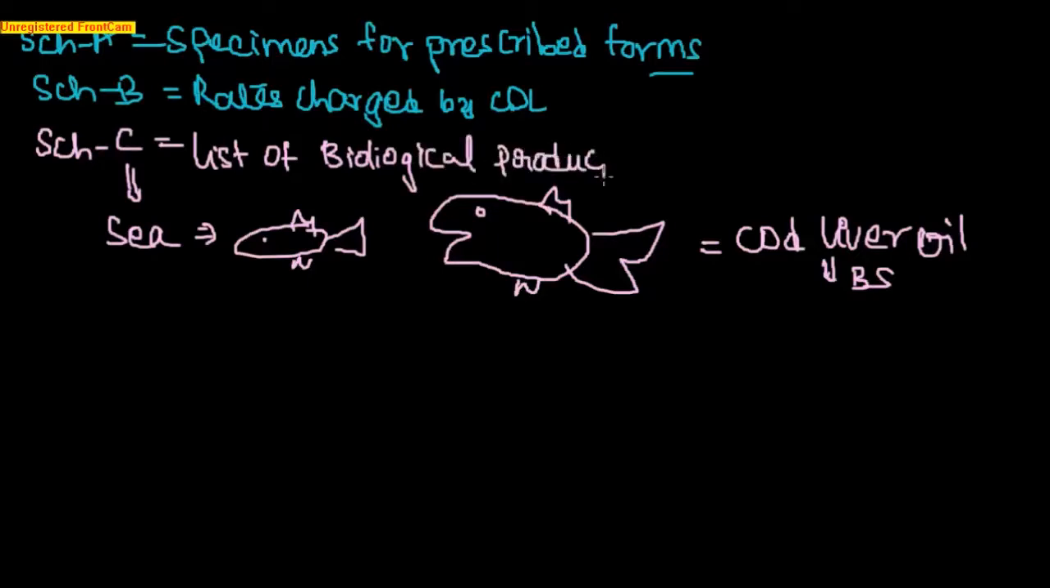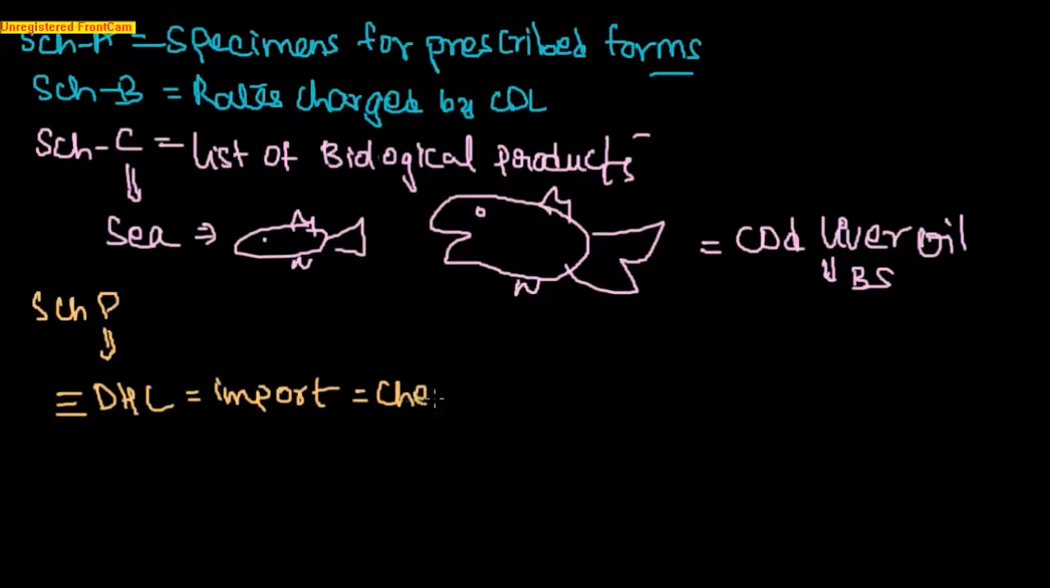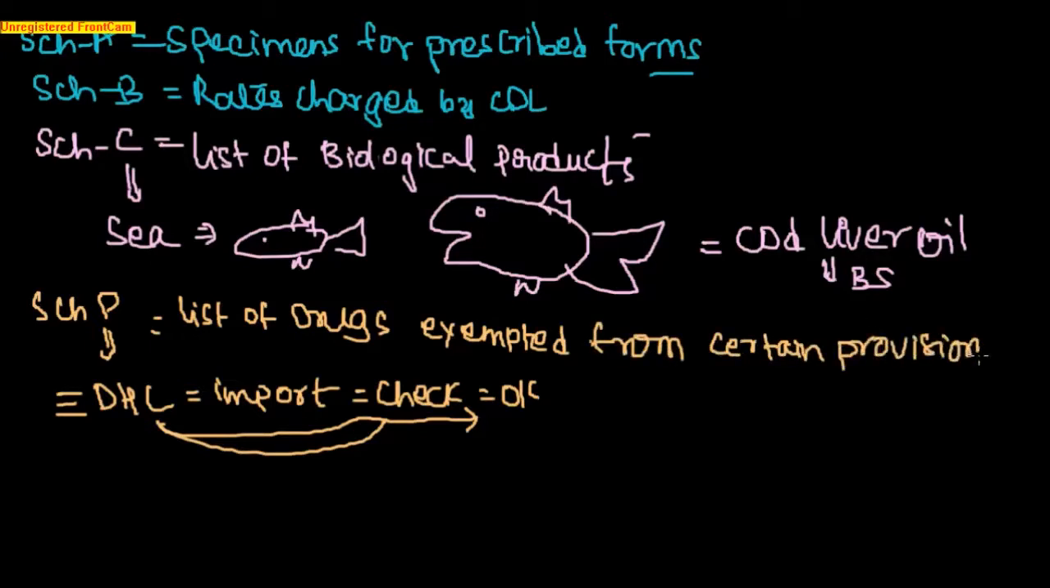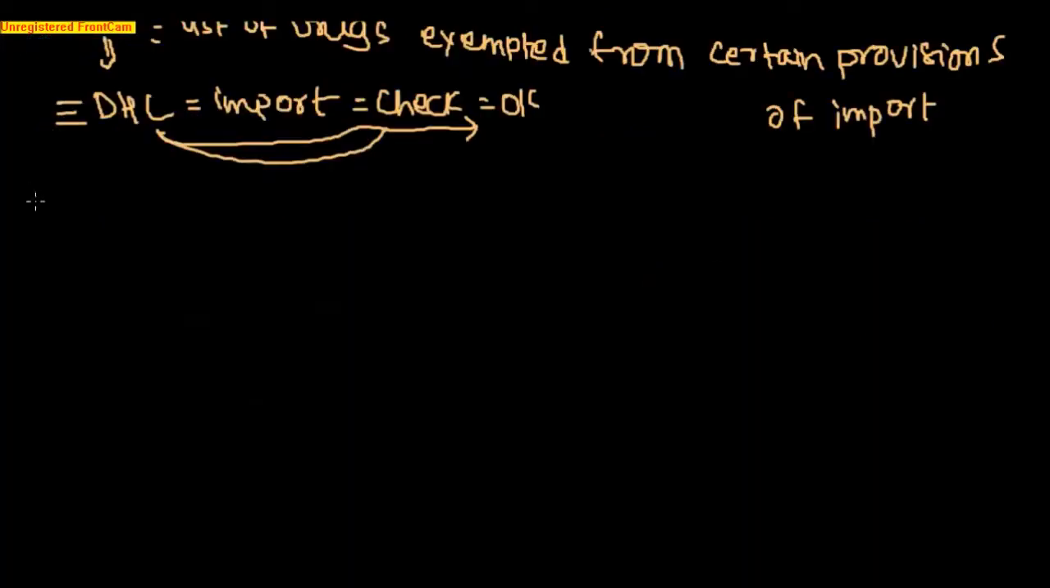The next one is Schedule D, D for DHL. Through DHL, we can send stuff to other countries. That means we can import as well as export. These DHL people check and make sure the stuff we are sending is okay to be sent. So Schedule D consists of a list of drugs which are exempted from certain provisions of import. Just remember that you can send these drugs through DHL. They are exempted from certain provisions of import.